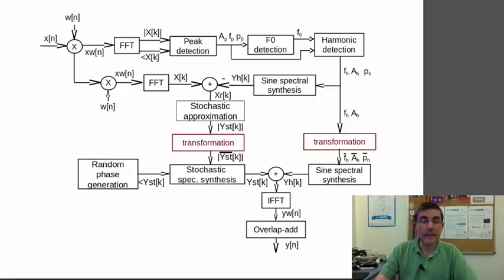So we have been describing this type of block diagram in which, after all this analysis that we do of understanding the harmonics, extracting their information, and then subtracting them from the original signal, we obtain this stochastic approximation. And now we are focusing on these two red blocks, in which we can apply transformations to both the stochastic representation and the harmonic representation. And of course, then we can synthesize back.